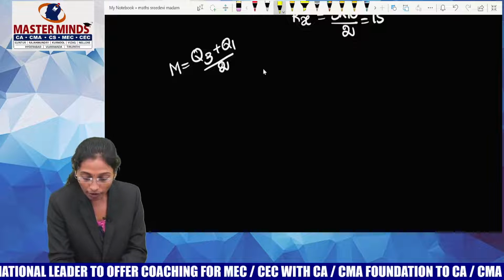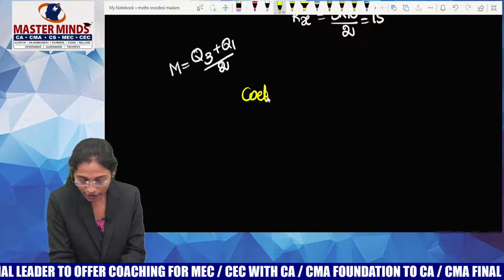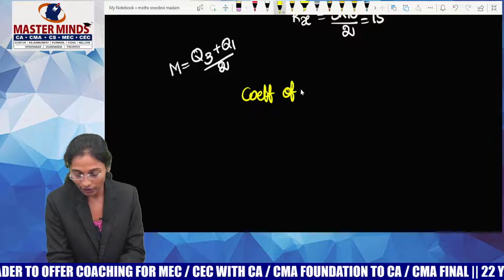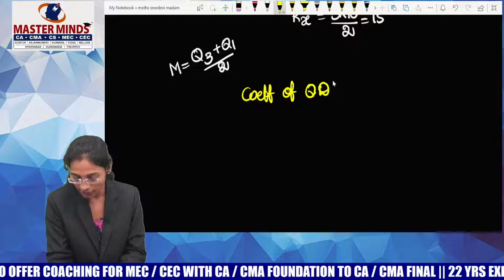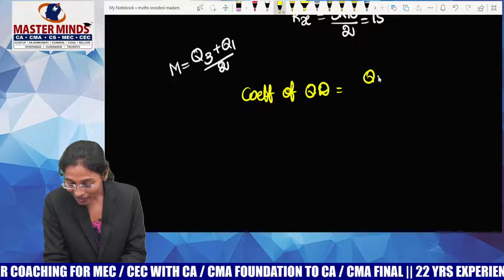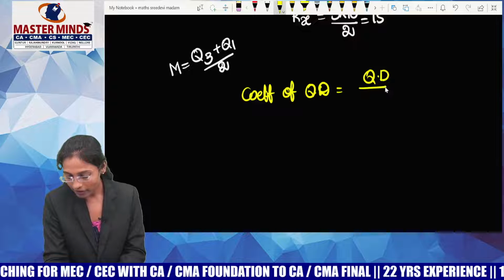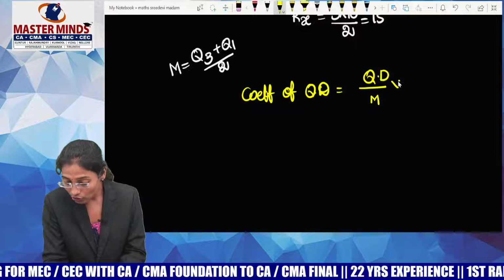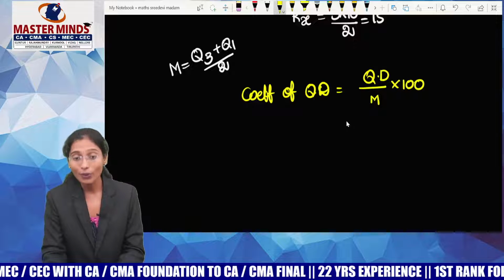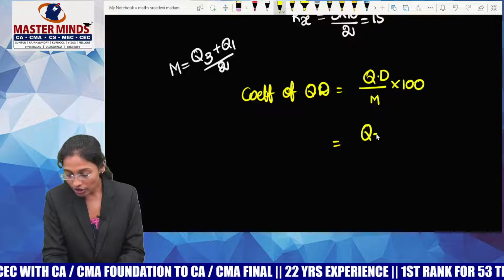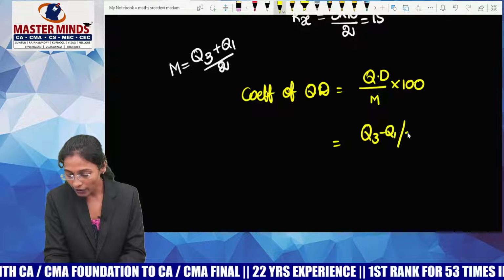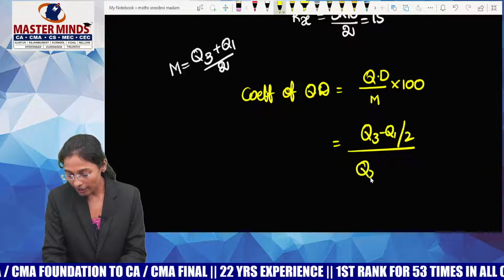Now, the formula for the coefficient of quartile deviation equals quartile deviation by median into 100. Tell me the formula for quartile deviation. Q3 minus Q1 by 2. Tell me the formula for median.